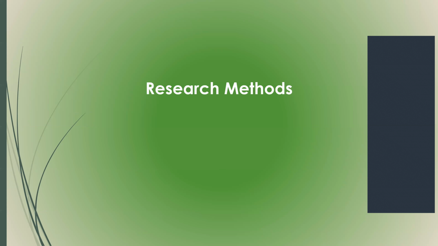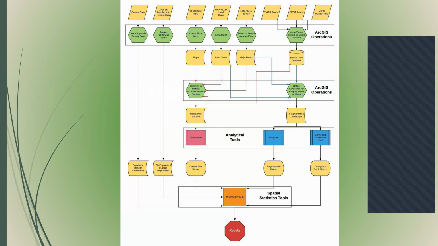So in order to understand the roles of fragmentation and connectivity loss, I'll need to gather data and apply a series of modifications and analyses to that data. Here's a flow chart that shows my workflow, and there will not be a quiz on this at the end of the presentation. Please do not attempt to read all of it. I'll just give you a quick overview.